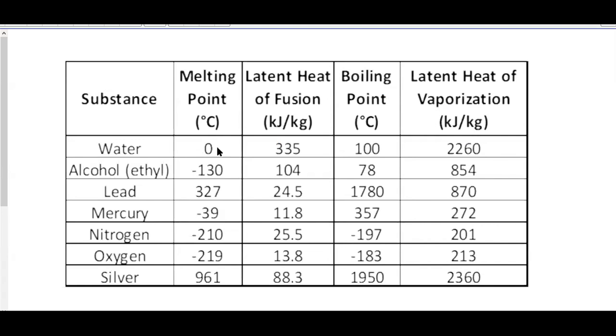So things like ethyl alcohol, lead, and mercury, I don't expect you guys to know what the melting points are. So silver has quite a high melting point, so it's frozen until you get to almost 1,000 degrees Celsius, and it stays liquid until you get to almost 2,000 degrees Celsius. Whereas water is 0 when it melts. That's how the Celsius scale is defined, and boils at 100. And again, that's how the Celsius scale is defined.